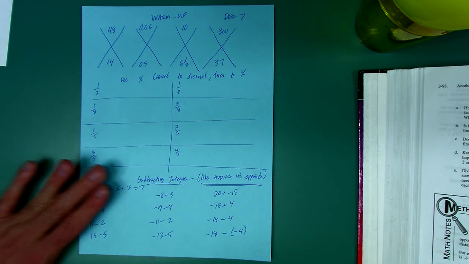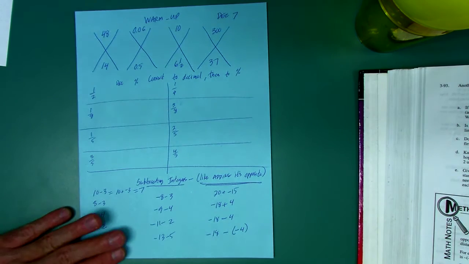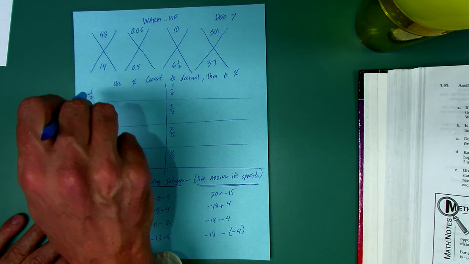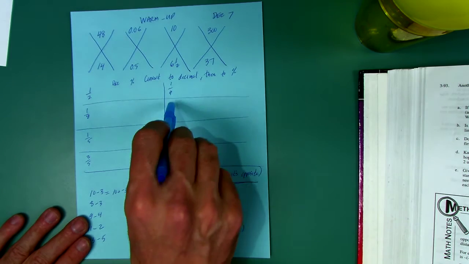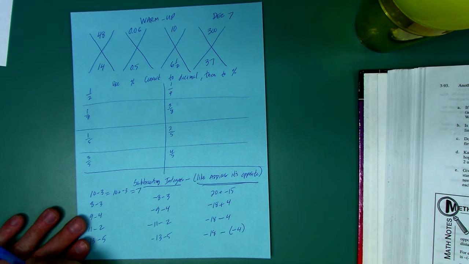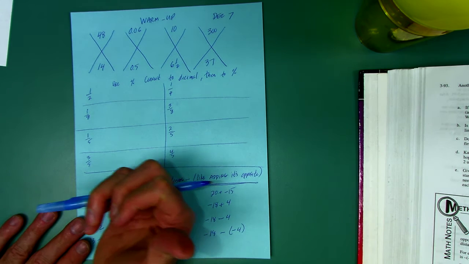But you know the drill, right? Copy this down, press pause, go see what you can do, come back, get some hints, and see how you did. Okay? Remember when you're converting a fraction to a decimal, you divide the bottom into the top, and when you're converting that decimal to a percent, all you do is move it 2 spots to the right.